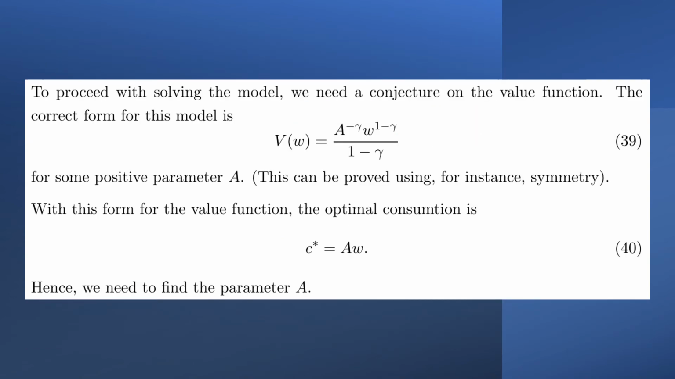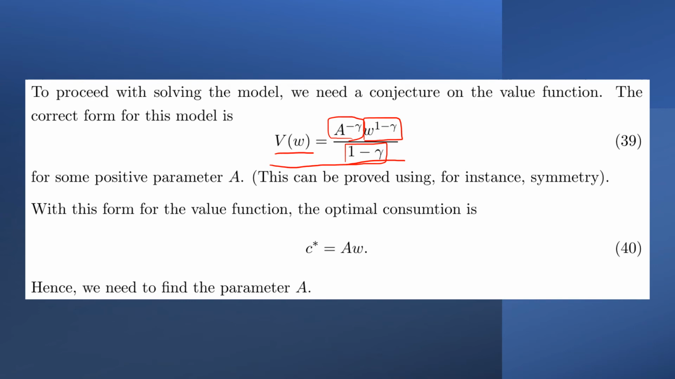Next, we need a conjecture on the value function. And for this model, the correct conjecture is this. So the value function is some parameter, which I call A to the power of minus gamma, times W to the power of 1 minus gamma divided by 1 minus gamma. So the value function has the same power as the utility function, which is not a coincidence. And you can prove this result using, for instance, symmetry.